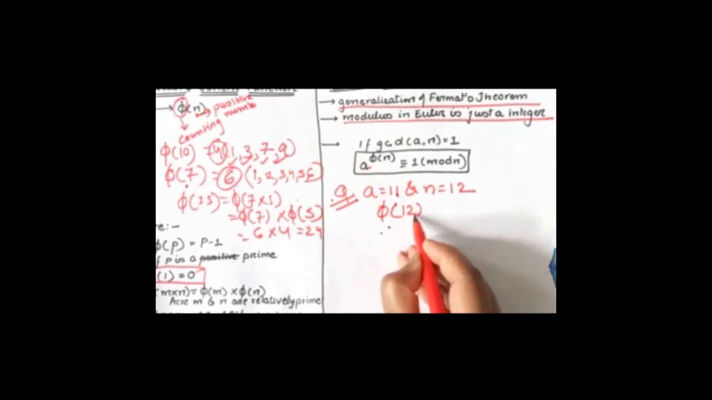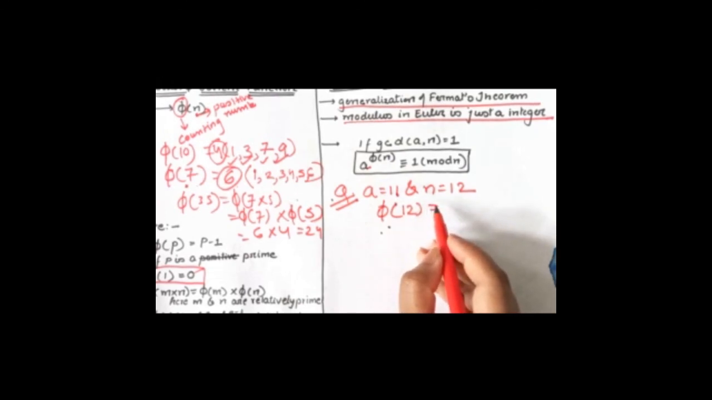Let me take up a question for this. Suppose I have a equal to 11 and n equal to 12. For 11 and 12, as we can see, the GCD, the greatest common divisor, is 1. Moving ahead to phi n, that is phi 12, the value of phi 12 is going to be 4. You can also do it easily by factorizing 12 into its prime factors. So here the totient function for 12 is 4. Why am I finding the totient function? As you can see here, phi n is to be found out.